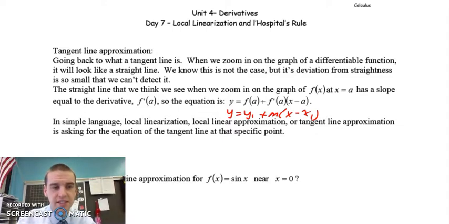Hey everyone, and welcome to day 7, the last day of techniques for differentiation. We're going to start kind of back at the beginning and then work our way forward from this unit.